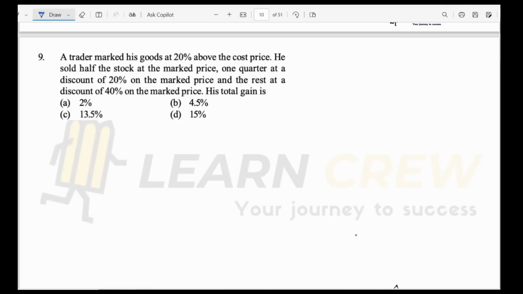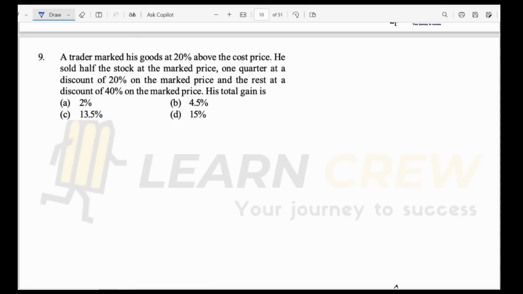Question number 9. A trader marked his goods 20% above the cost price. He sold half of the stock at the market price, 1/4 of the stock at discount of 20% on the market price, and the rest at a discount of 40% on the market price. So find his total gain percentage.